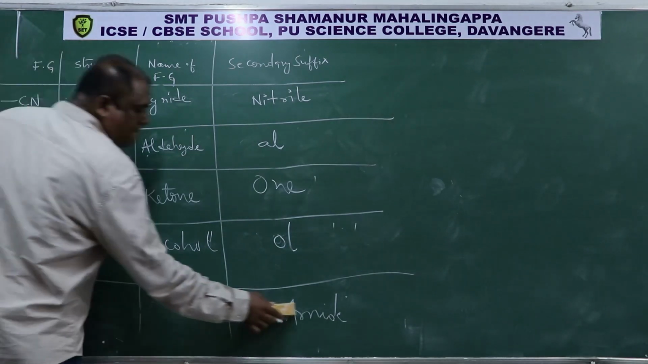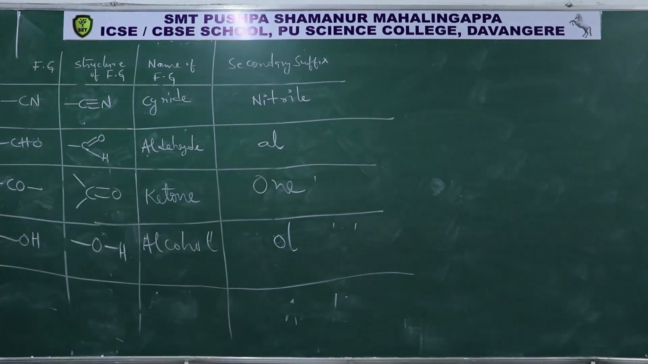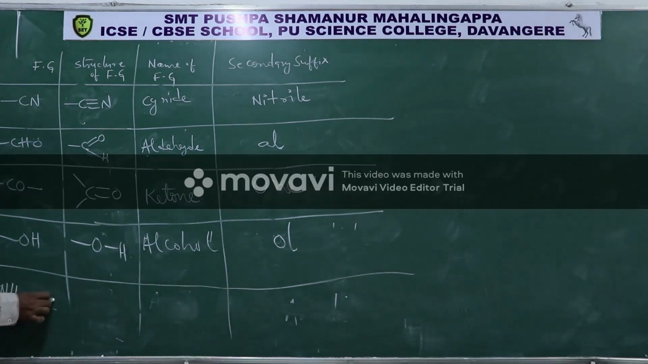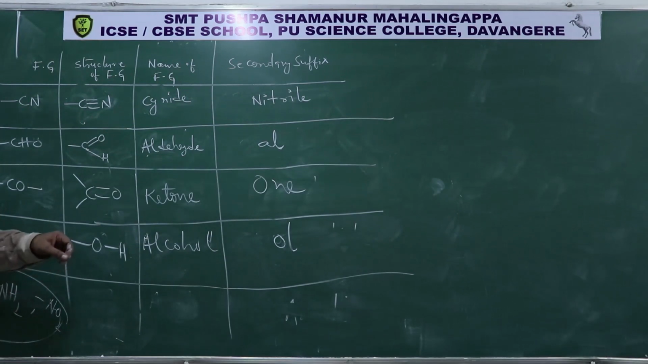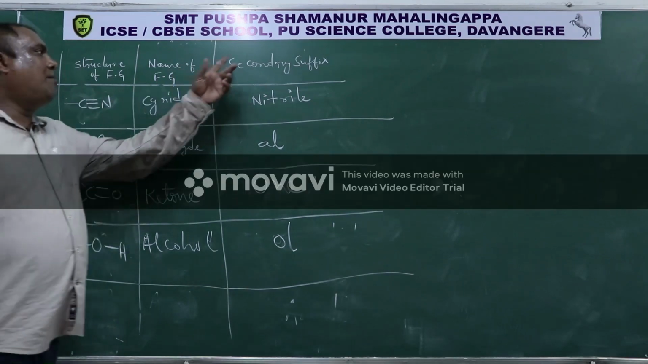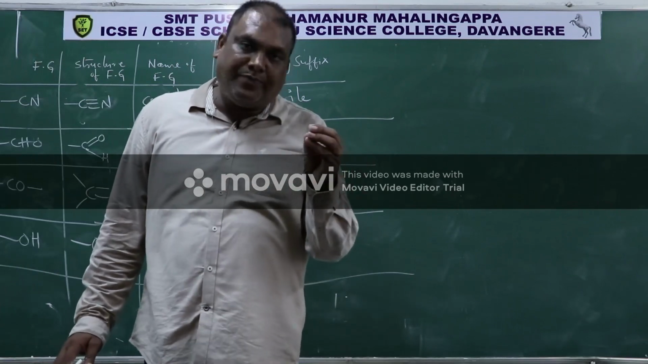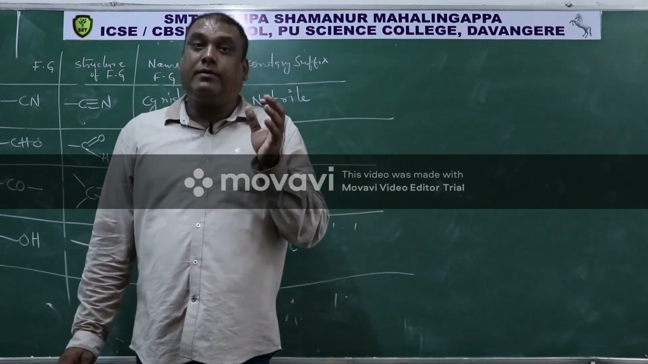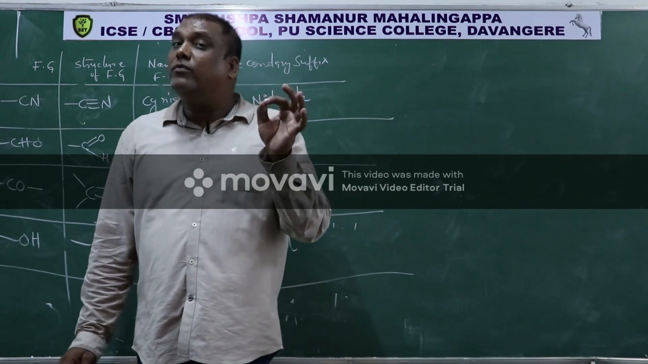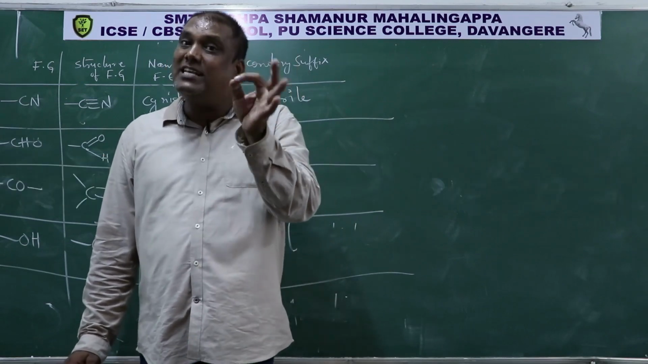After that, we have functional groups like halogen, NH2, then nitro. Though they are all functional groups, their name will not come in secondary suffix, because while naming, they are not treated as functional groups, they are treated as side chains only. So like this, we will come to know secondary suffix. Secondary suffix indicates the name of the group of highest priority.